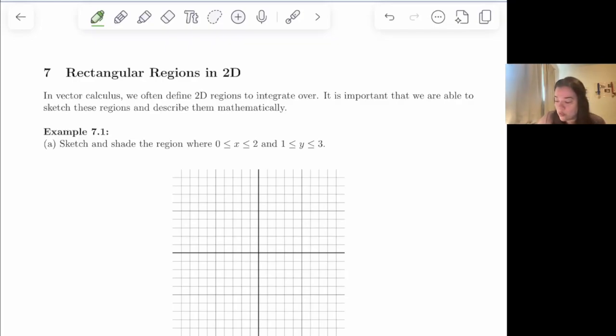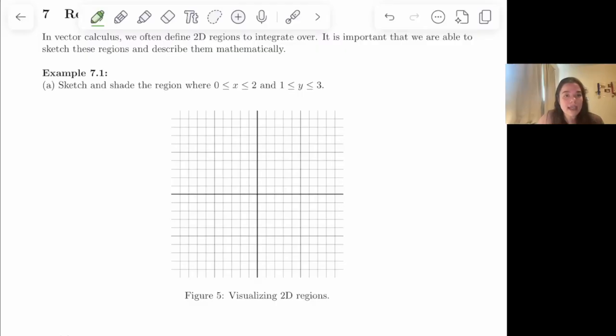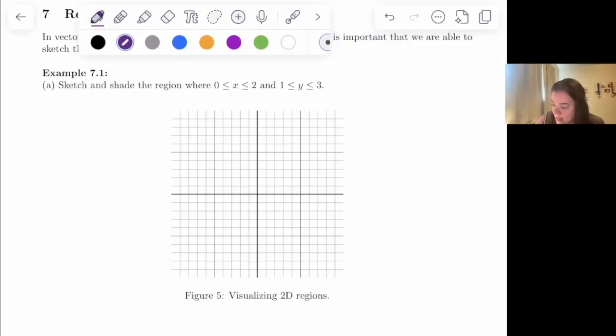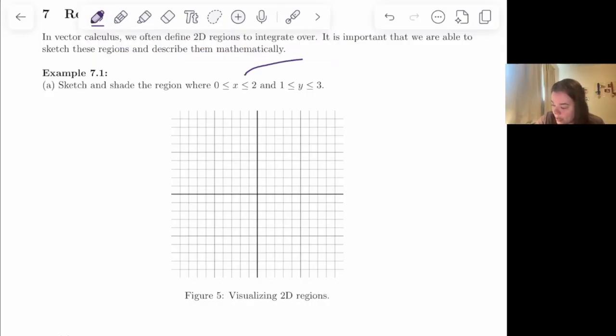First example, we just want to practice the sketching. Sketch and shade the region where x is between 0 and 2 and y is between 1 and 3. So just writing this in a different way tells me x is going to go from x equals 0 to x equals 2. Those are the endpoints of the boundary. And then y is going to go from y equals 1 to y equals 3.